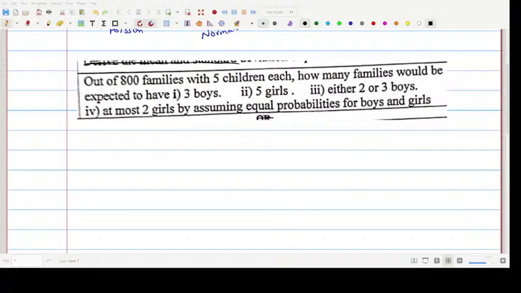We have to find out, of these 800 families, how many families are expected to have three boys? How many will have five girls? How many will have two or three boys? And how many will have at most two girls?